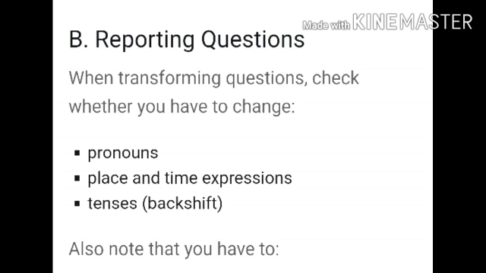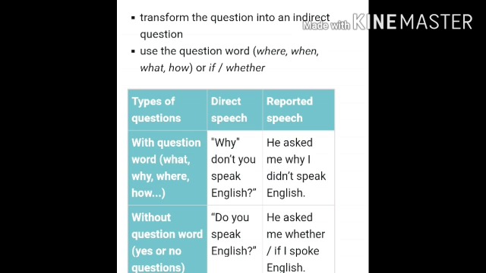Okay. Now reporting questions. In transforming questions, check whether you have to change the pronouns, place and time expressions, tenses, the same as the previous one. But the thing you should note here is when you're transforming the question into indirect speech, use the question word where, when, what, how. Or you should use if or whether. Look at the first type with question word what, why, where, how. Direct speech. Why don't you speak English? How will you change into indirect or reported speech? He asked me why I didn't speak English.